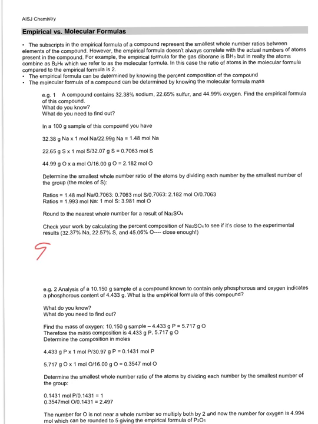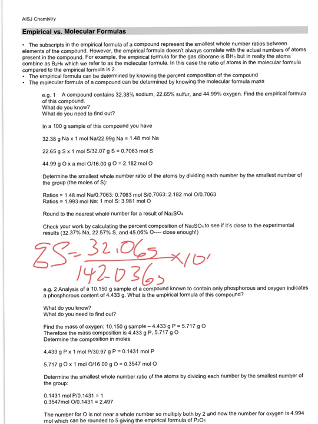If you do the same thing for sulfur, you take the molar mass of sulfur divided by the total mass of the compound times 100%, and you get 22.57% sulfur, which is relatively close to the experimental value that was given to you.